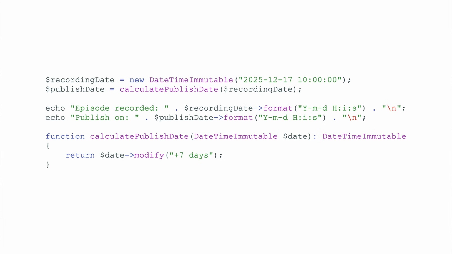The DateTimeImmutable class solves this by being immutable, which means it always returns a new instance every time you modify it. Here's the same podcast scheduling code using the DateTimeImmutable class. And if we run this, we get the expected output. The recording date variable is unchanged because the DateTimeImmutable version of modify returns a brand new version of DateTimeImmutable. If you forget to capture the return value, your code won't work and you'll catch the bug immediately instead of hours later, if not days or weeks.